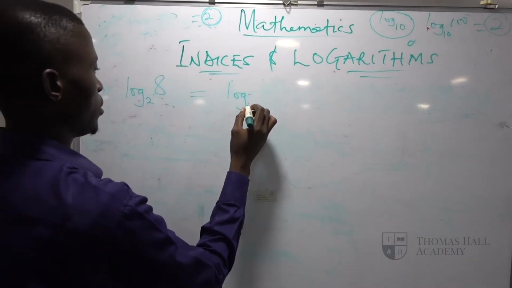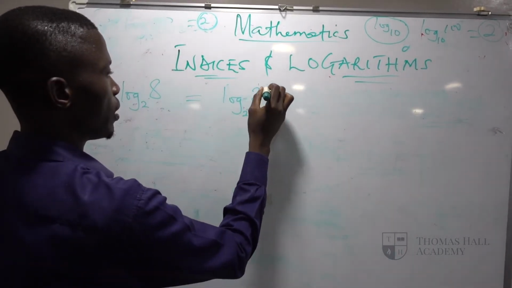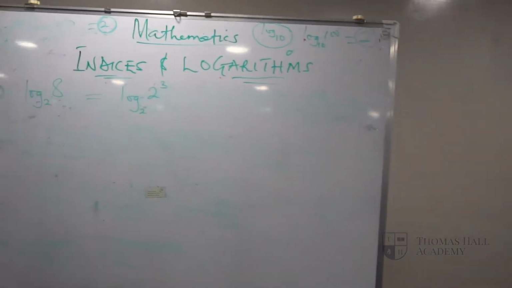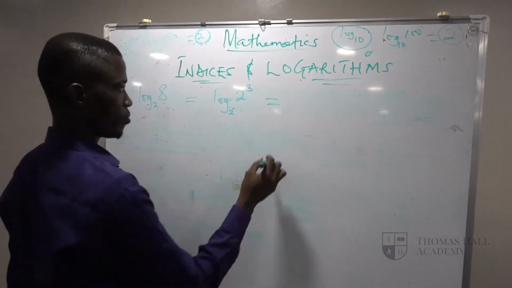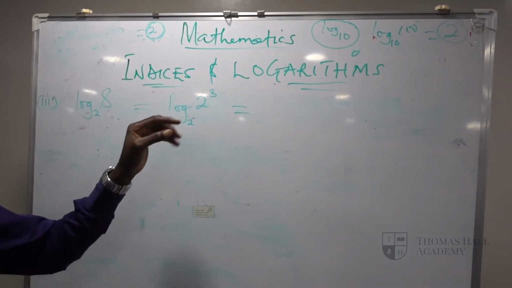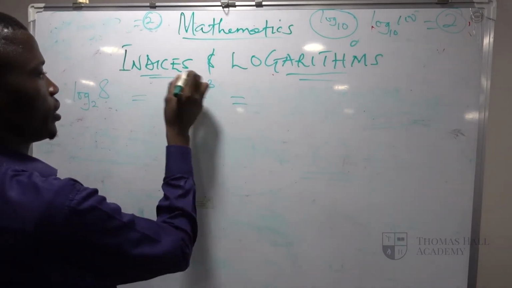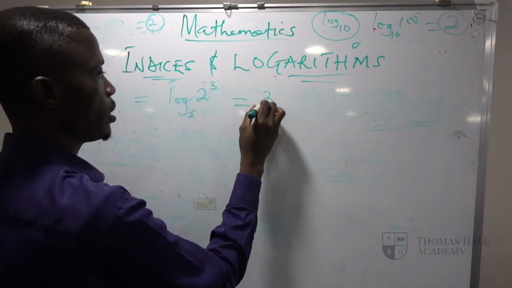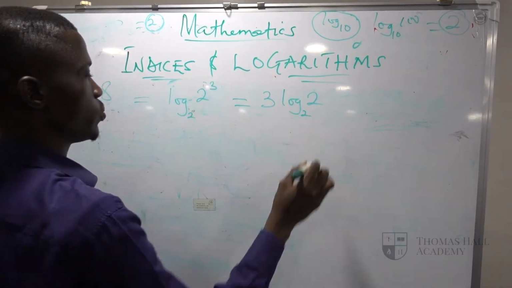Let's have a log 2 base 2. 8 can be written as 2 raised to power 3. Then this becomes, now this is what we do in logarithm too. I'm giving you the logic, that's what we need, the keys. The power now crosses to this other side. It becomes 3 log 2 base 2.